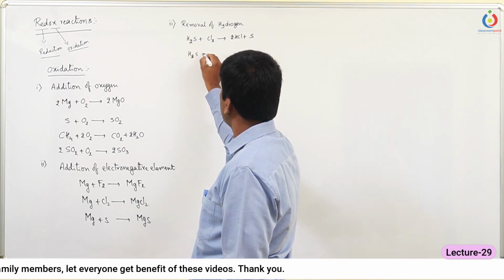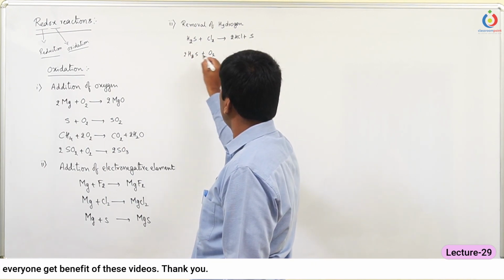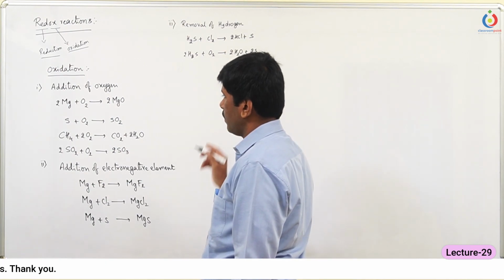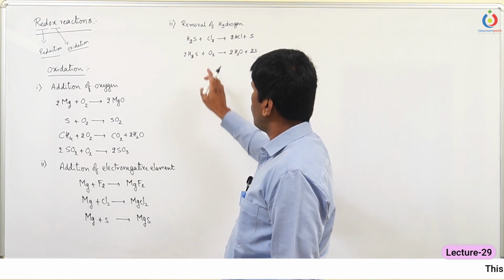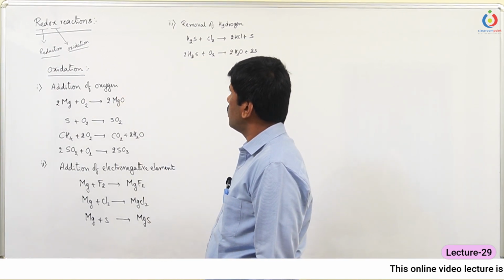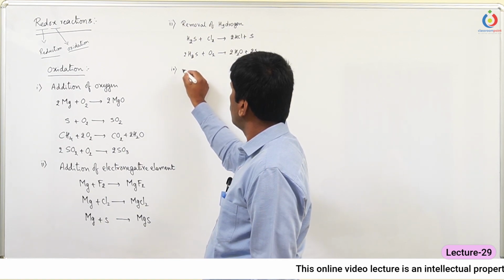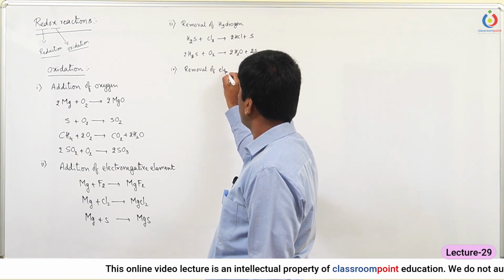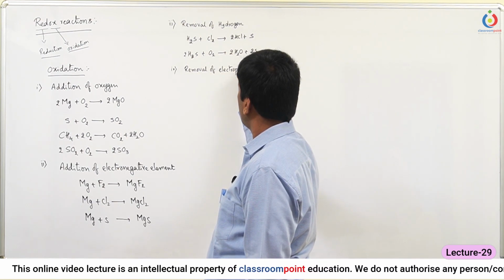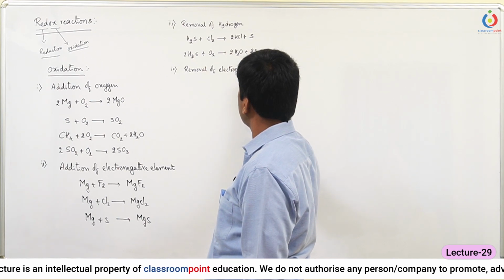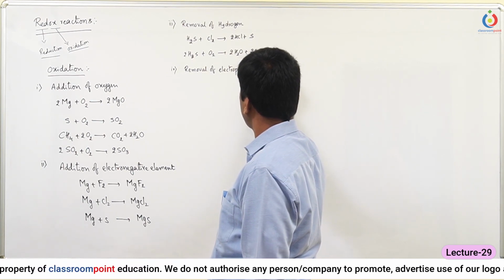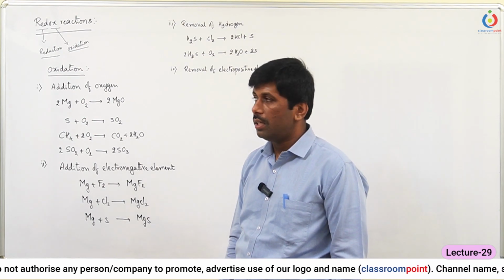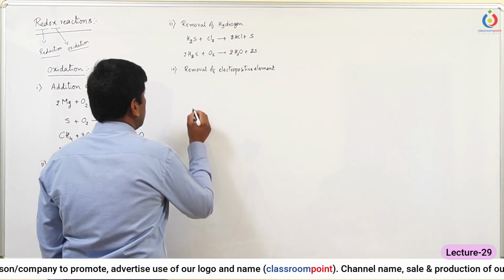Similarly, take H2S plus O2, which gives rise to H2O plus 2 sulfur. So by removing the hydrogen, that reaction is also known as oxidation. Next, removal of an electropositive element. When electropositive elements are removed, those are also known as oxidation reactions. Let us see here.